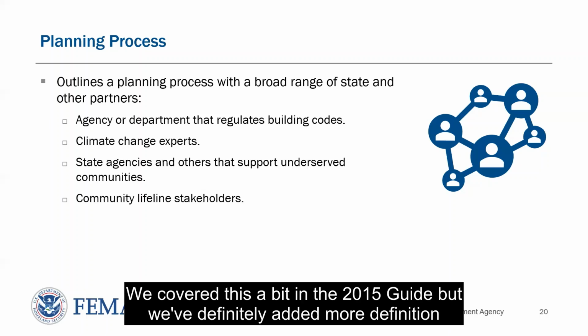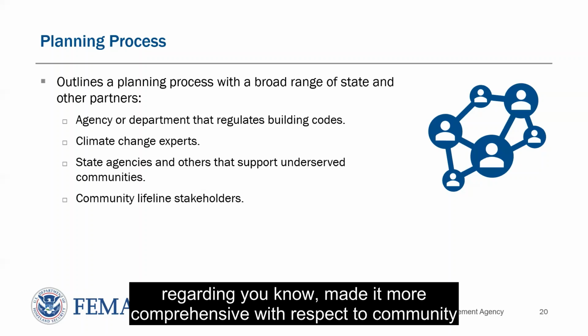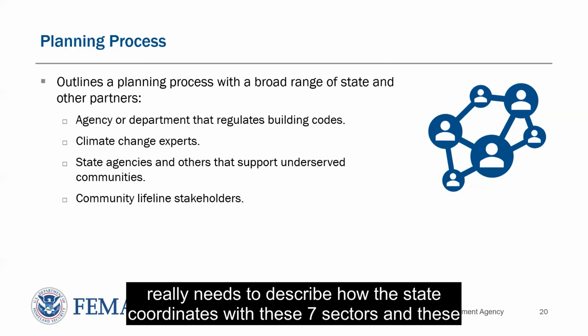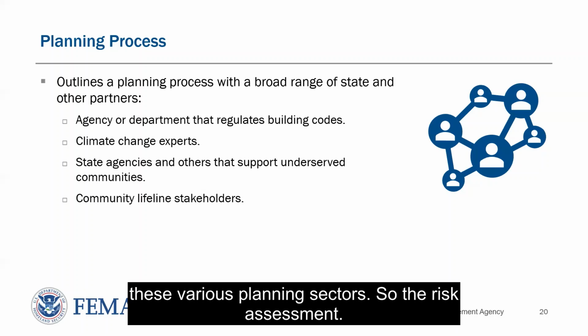We covered this a bit in the 2015 guide, but we've definitely added more definition and made it more comprehensive with respect to community lifelines. FEMA does have information on lifelines on their website. And the plan really needs to describe how the state coordinates with these 7 sectors and these lifeline partners. So again, infrastructure, very important, and really looking at all these various planning sectors.